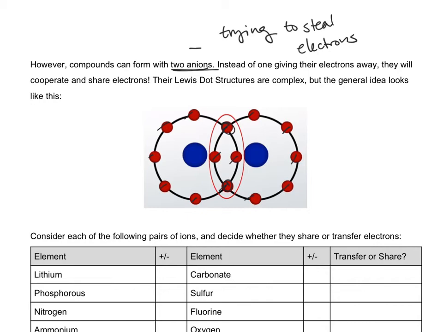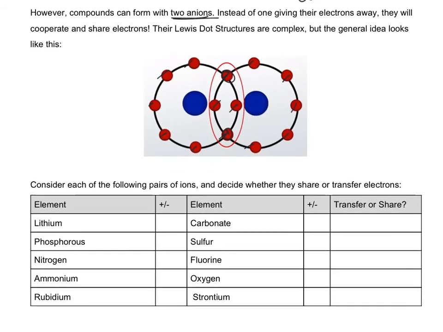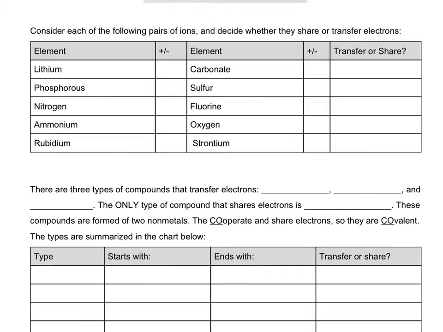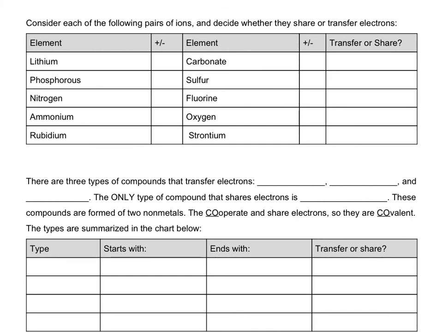Now we're going to do a little bit of practice down here, figuring out if things are going to share or transfer. So what you need to do is look at each element or polyatomic ion, whichever, and decide if it's positive or negative, and based on that, if it's going to transfer or share electrons. So I'm going to give you a minute to try to do that. Pause the video, try to fill out this chart on your own, and I'm going to write out the answers.